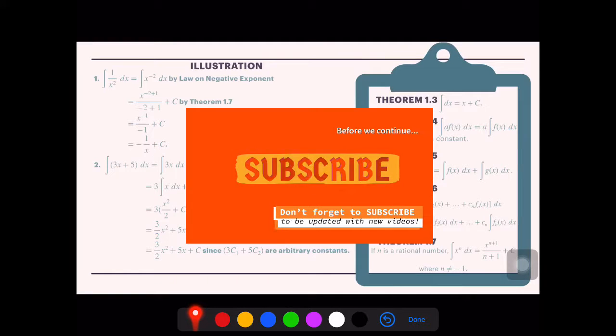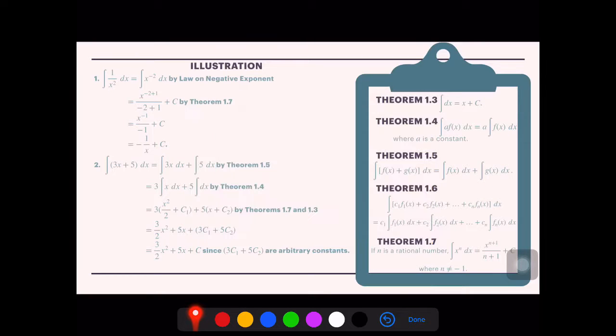Now we are ready to use these theorems. For our first item, we are to get the antiderivative of 1 over x squared. But notice that we don't have an antidifferentiation theorem for division of terms. This gives us a hint that we have to manipulate our given item mathematically so we can get its antiderivative. So for this item, we are to use the law on negative exponent.